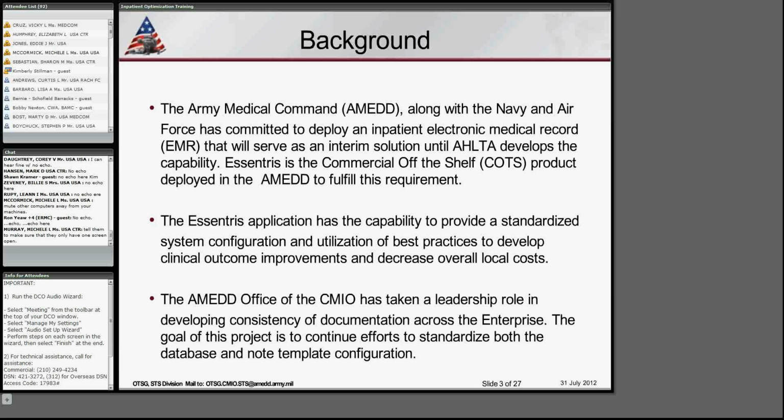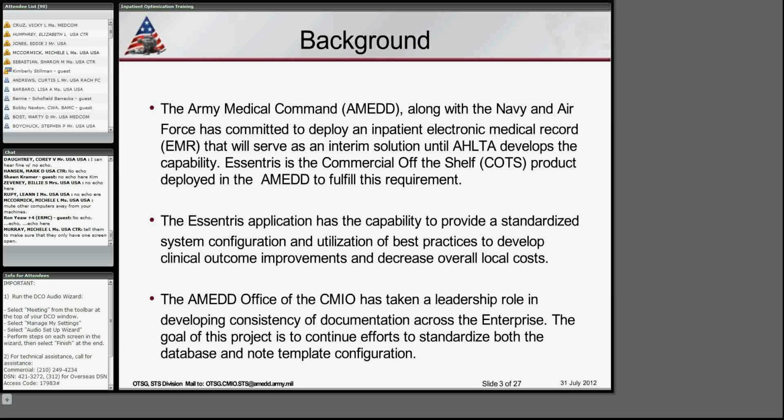The application has the ability to provide standard system configuration. However, just to make sure everyone fully understands this, Essentris is not like Alta in that it's centralized. Essentris has a server at each individual facility, which currently allows each facility to customize the server. So that's what we are taking back, looking at all of the notes, the documentation and the configurations within Essentris, so we can do it centrally. So there is the ability, but it's not a central server like with Alta.